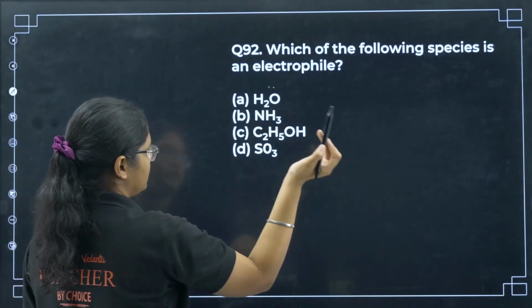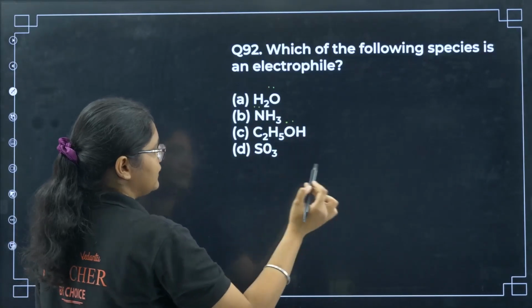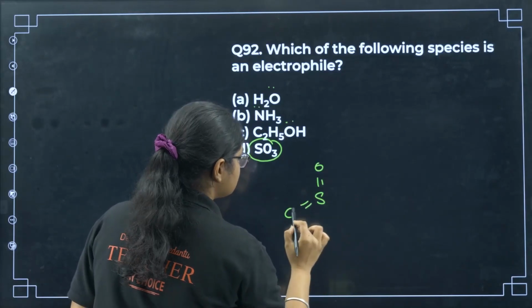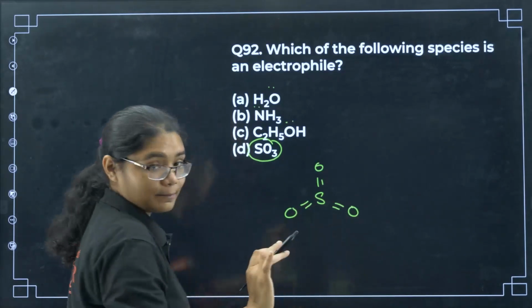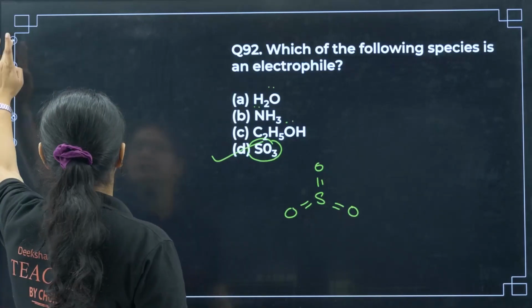Here I have a lone pair, so it is a nucleophile; lone pair, nucleophile; lone pair, nucleophile. Now SO3, if you see, has 6 valence electrons and forms bonds like this, with no lone pair, so it can act as an electrophile. So option number D here.